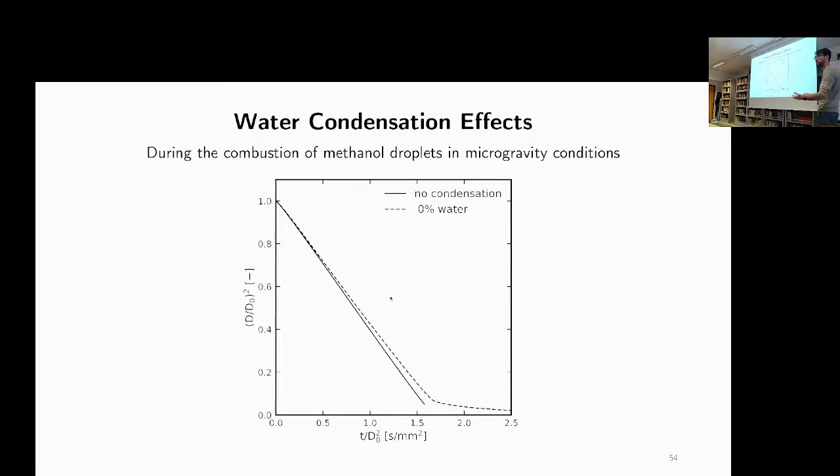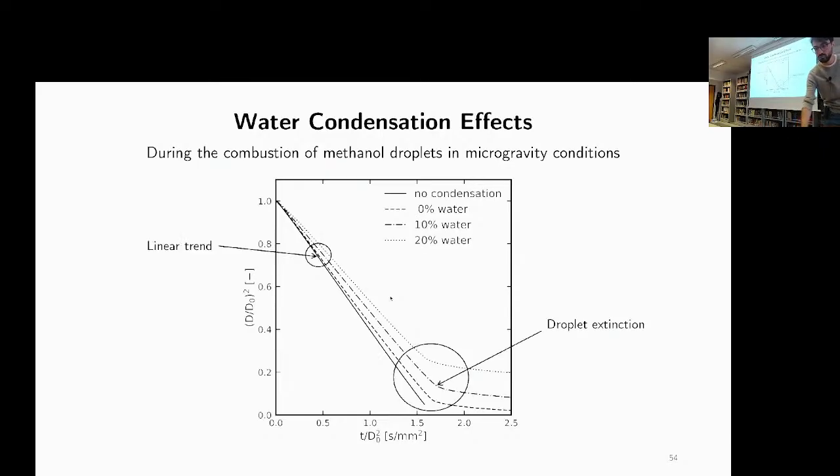If we introduce the possibility of having water condensation, we have a slower burning rate, and then a sudden change in the slope of this curve, which is the extinction point of this droplet. So here, essentially, the combustion is extinguished, okay? And if we introduce some amount of water initially inside the liquid droplet, you can see that the extinction point occurs at higher droplet diameter, as we expect.